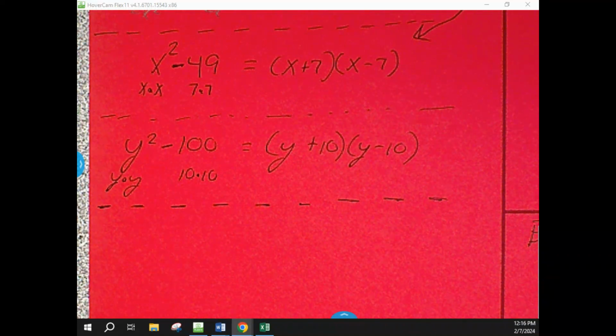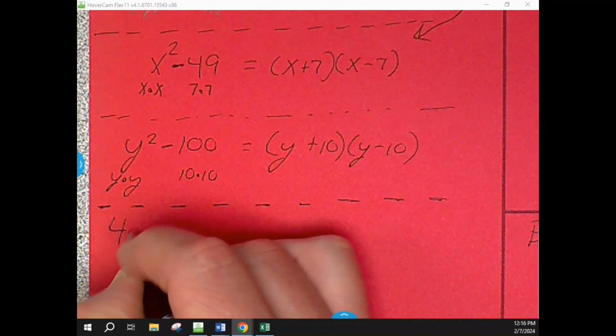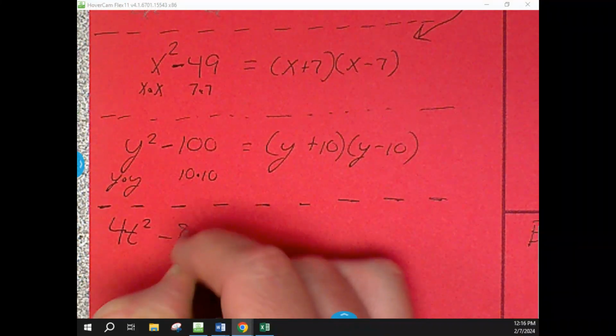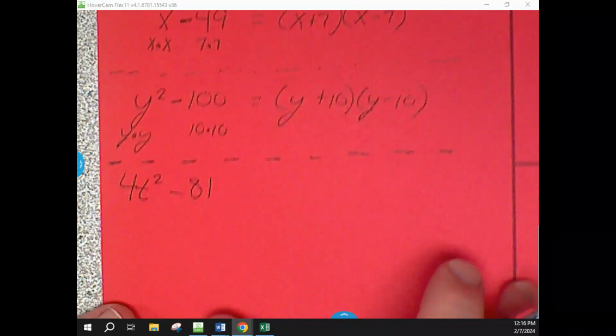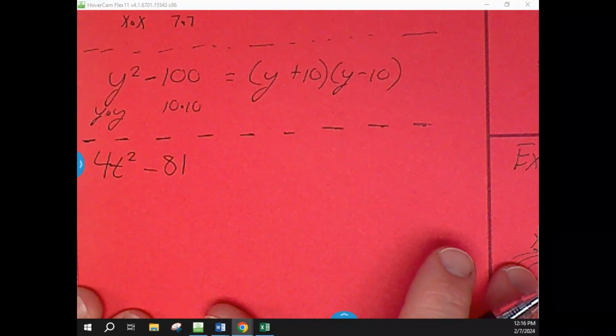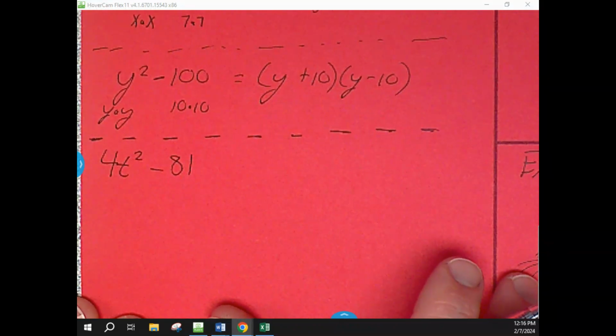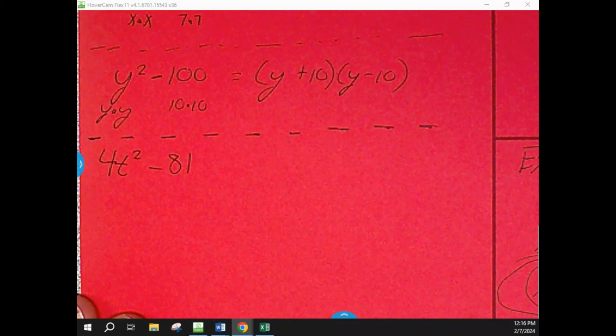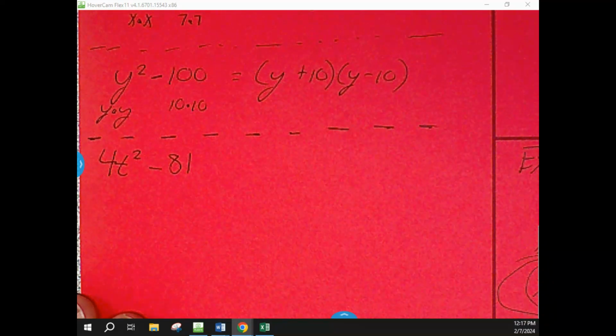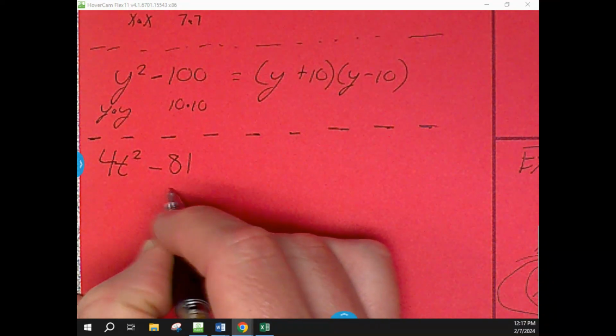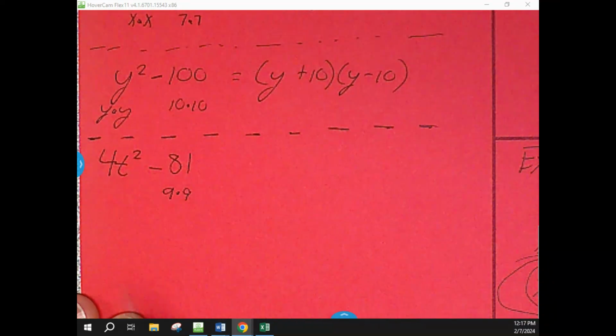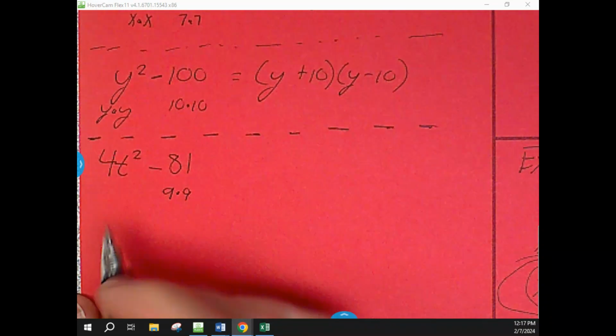Okay, let's give you another here. A little different look, but along the same lines here. 4t squared minus 81. Yep, still the difference of perfect squares. Because 81, you can make it 9 times 9. 4 is 2 and 2.